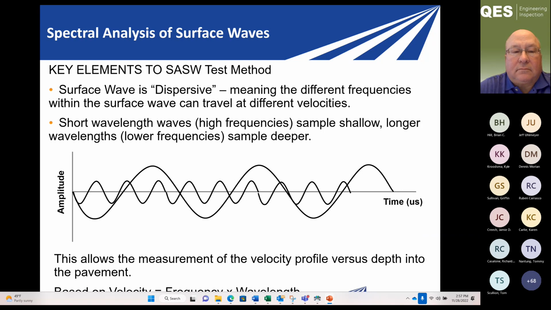So you have different frequencies traveling at different velocities, and those different frequencies are also sampling different portions of the pavement. The short wavelengths, the high frequencies, sample shallow, near the surface. The longer those wavelengths get, the lower those frequencies get, the deeper they reach into the pavement. So you're getting a sample of a greater depth into the pavement. So this really is the key for the surface wave test, and allows you to develop a plot of the depth into the pavement versus the velocity of that pavement.